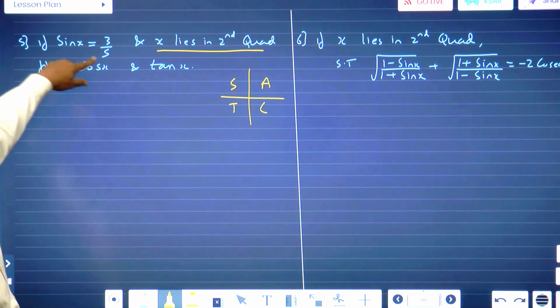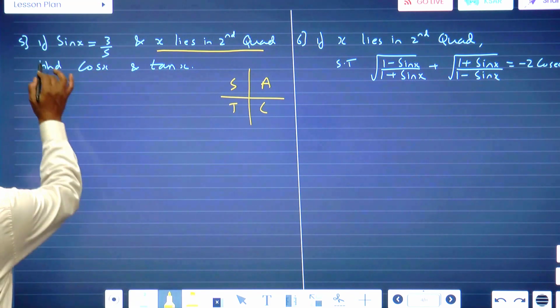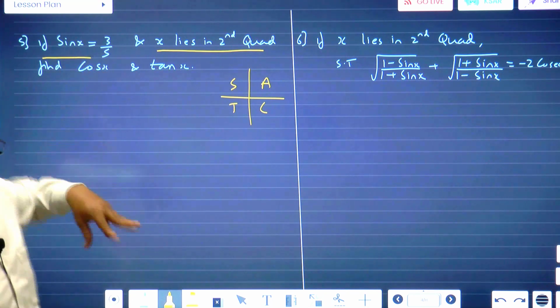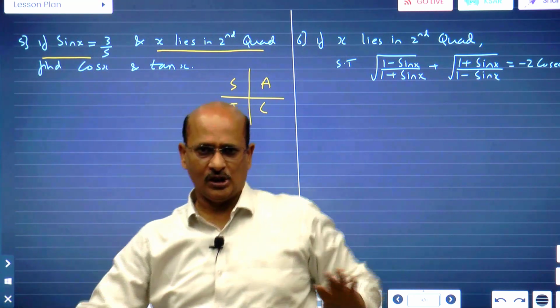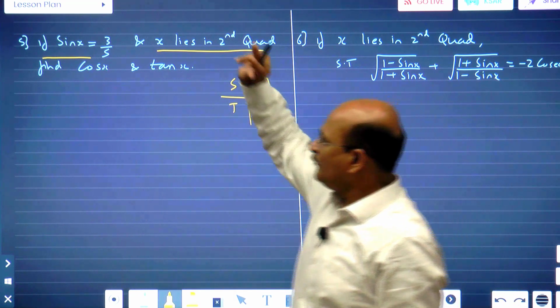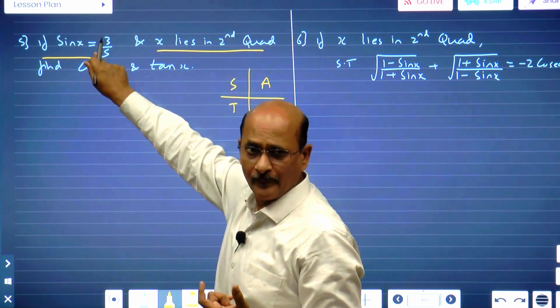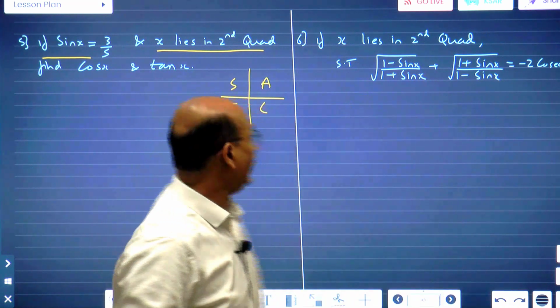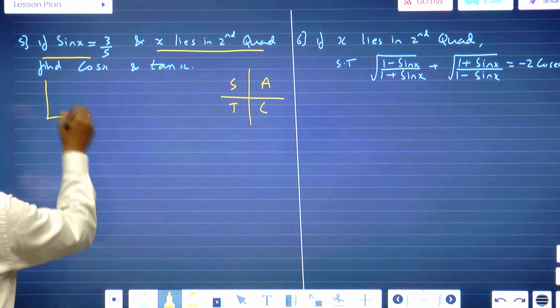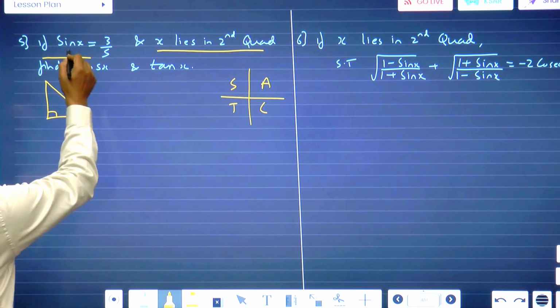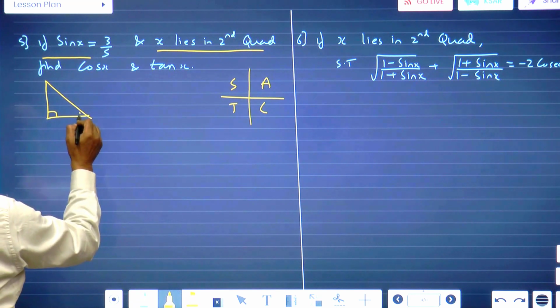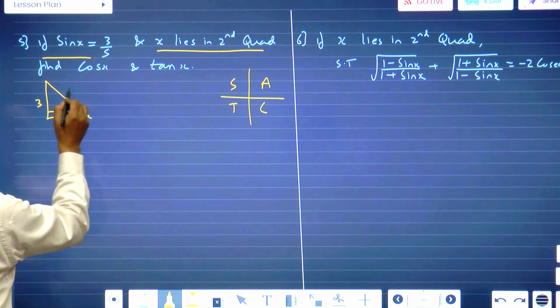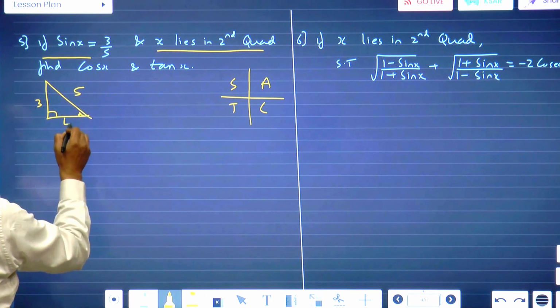Sin x is given as 3 upon 5. Now this is important wording, that is conditional sums. If any question in trigonometry has some values given to you, don't look at the question. Your first step will be to draw the right angle triangle. This is sine theta, so this is x here. You can say opposite, hypotenuse, find the missing side.